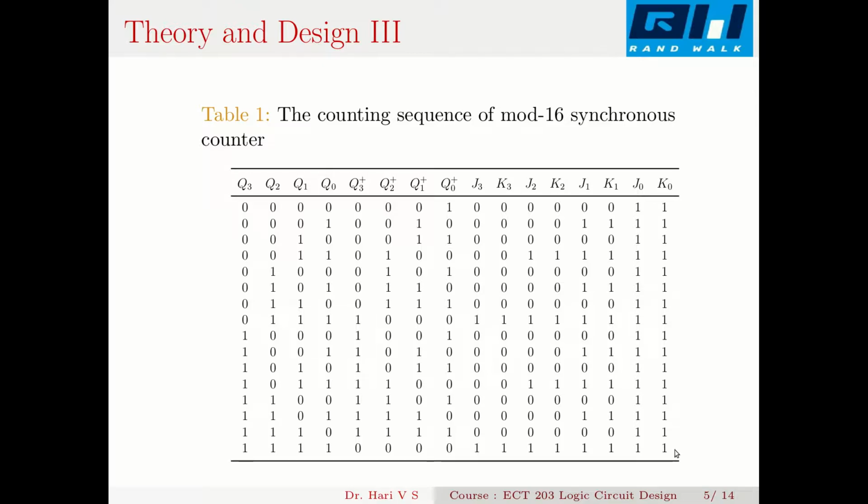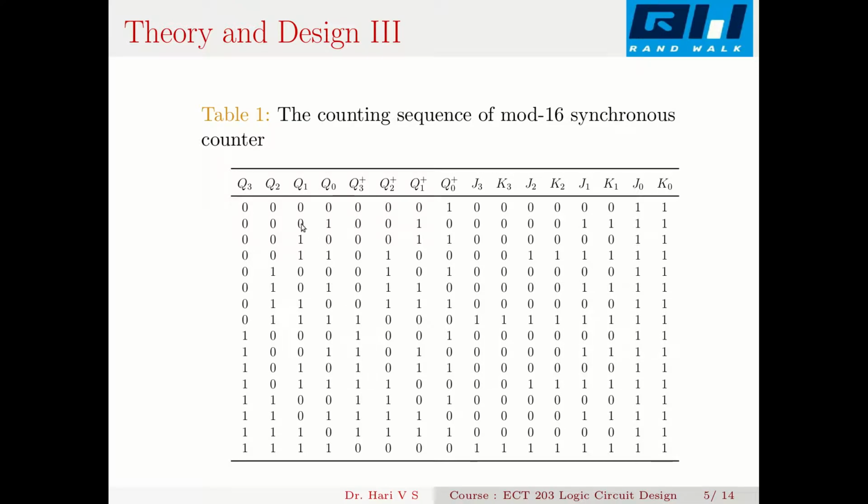Now let us look at Q1 and Q1 plus. If Q1 and Q1 plus are available, what should be the values of J1 and K1? Here, Q1 to Q1 plus is 0 to 0. The initial state is 0, the final state is 0. So J should be 0, K should be 0, because it is remaining in the previous state. So J1 and K1 should be 0 0. 0 0 means the previous state.